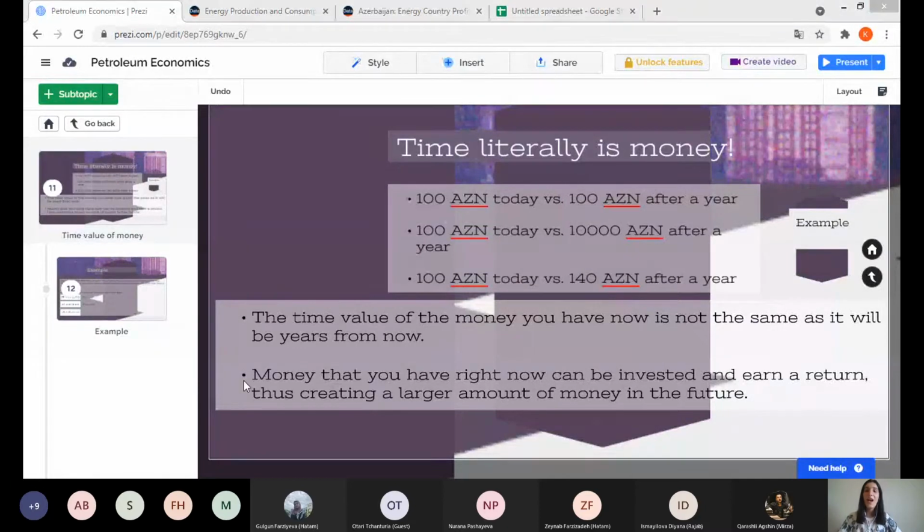Great. I totally agree with you, Nurana, because it's really good, right, to wait just for 1 year and take 10,000 manats. So thank you. And the last offer is like that: 100 manats today or 140 manats after a year. So maybe this is kind of complicated. Maybe you're in doubt and you say, okay, 1 year additional 40 manats, should I take it or not? So now we will explain which opinion is better.